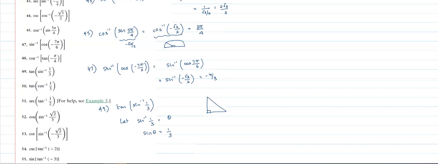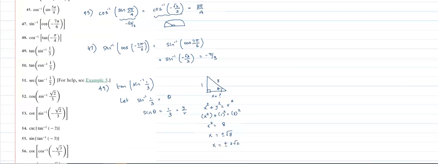So let me say that my angle theta is here. 1/3 is what? Y over R, right? So Y is 1, R is 3. So that means I don't know what X is. To find X, I'm going to do X squared plus Y squared is R squared. So X squared plus 1 squared is 3 squared. X squared is 9 minus 1, 8. So X can be either plus or minus root 8, or plus or minus 2 root 2. So there are two possibilities.